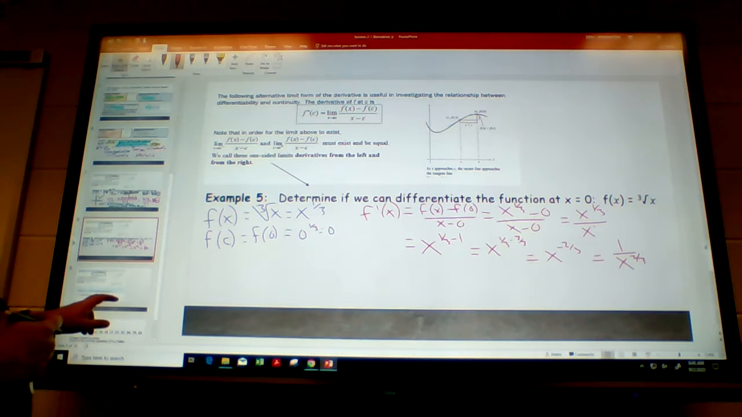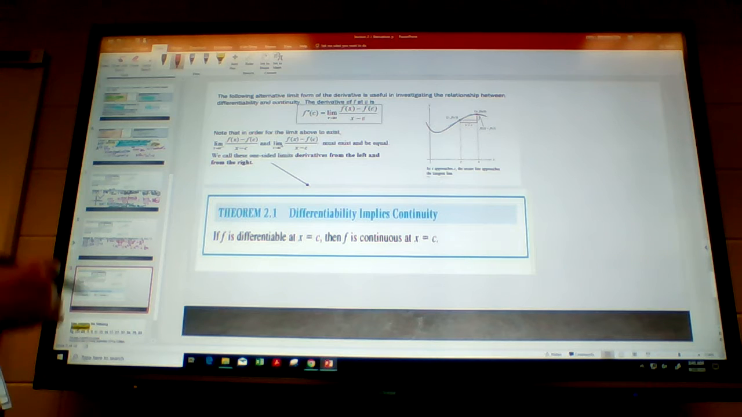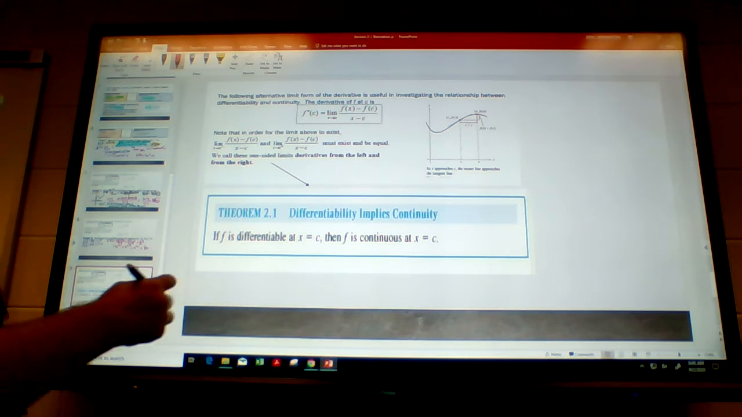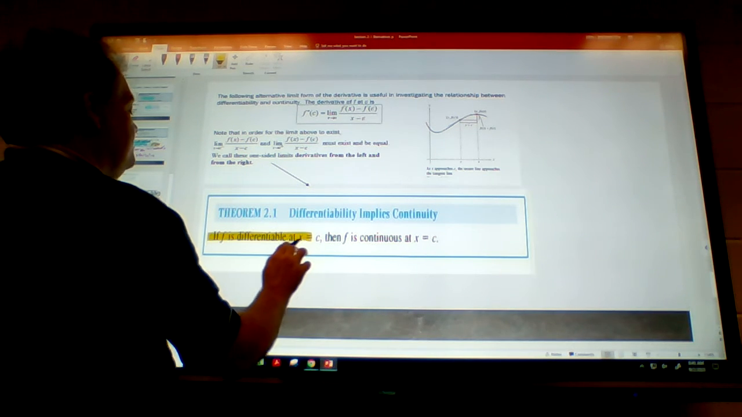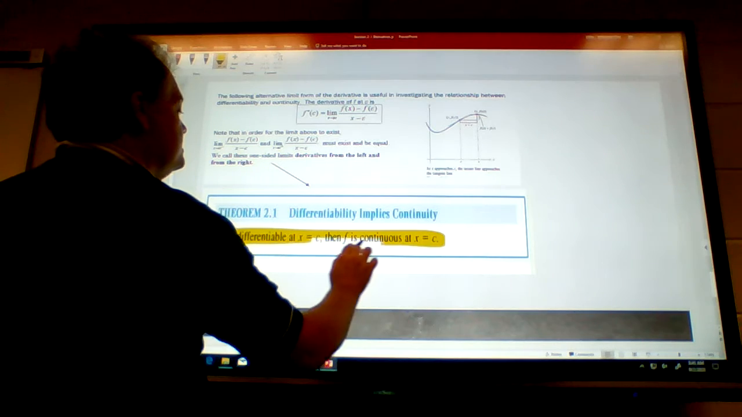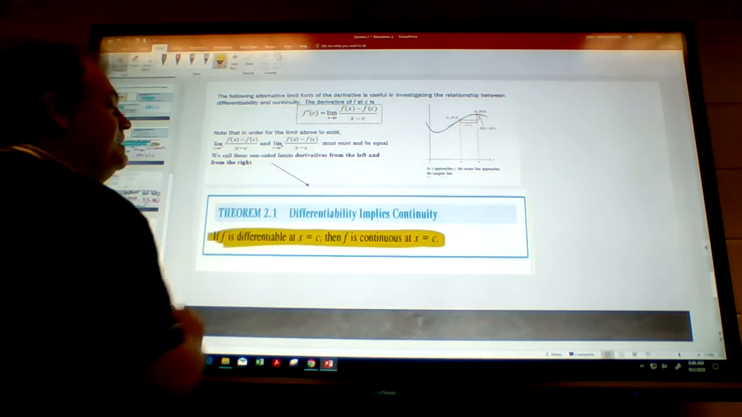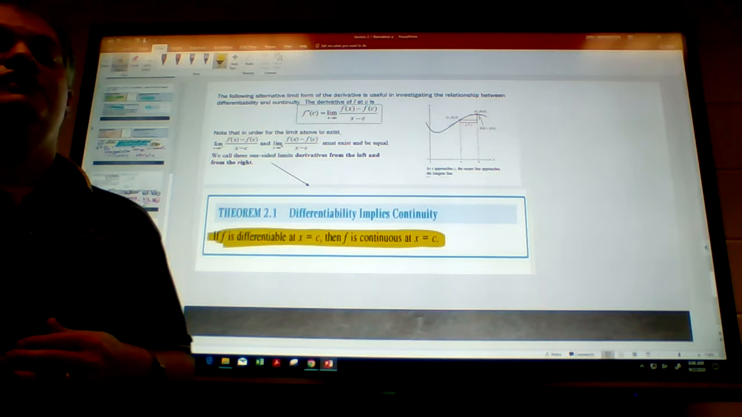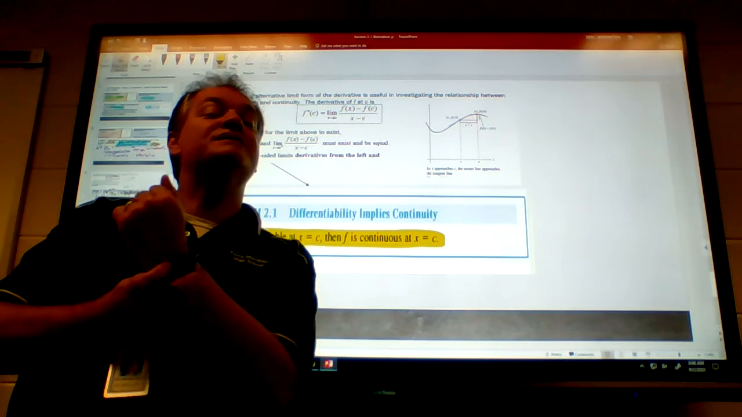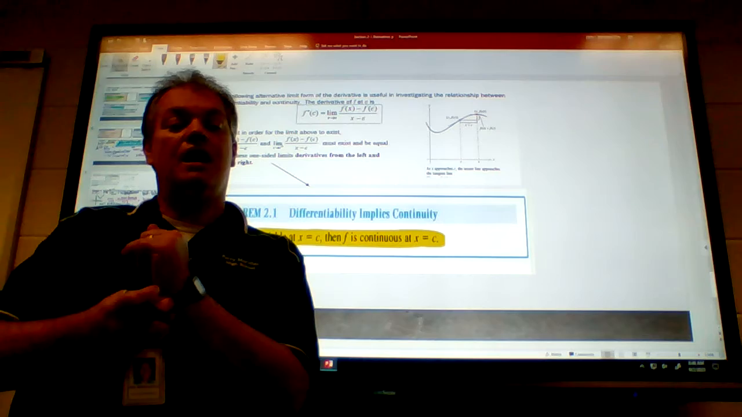One more thing I'm going to talk about real quick is I'm just going to emphasize with you, differentiability implies continuity. So here's what you need to know, and then we'll be done. If f is differentiable at x equals c, then that means that f is continuous. That means if you can differentiate it at a particular point on the curve, then it is continuous at that point.